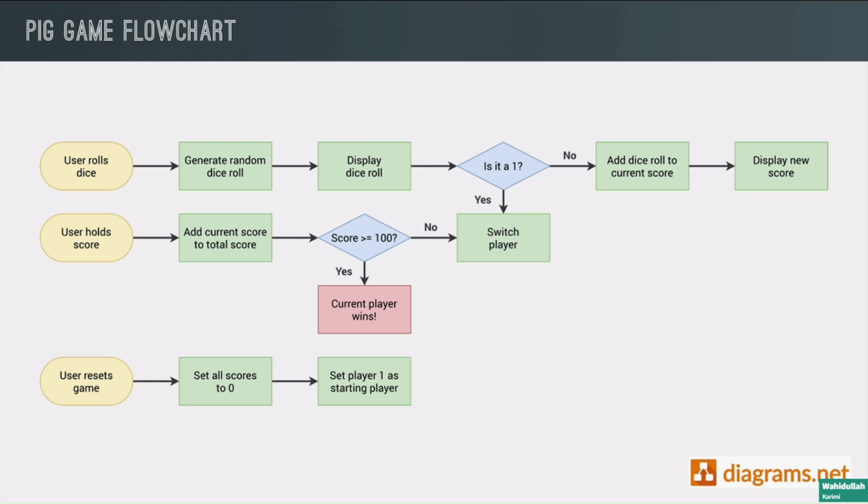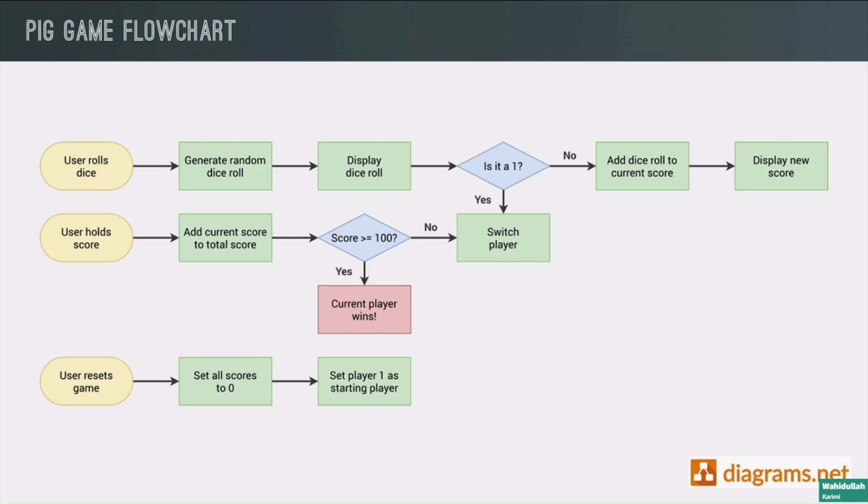Now, if the dice roll is actually a 1, then simply switch the player. And so in this case, the dice roll will not get added to the current score. Next, the other option is that the user wants to hold his score, and then we add the current score to the total score. Once that is done, we must check if the score is above or equal 100. Because, as I said, the player wins whenever the score is at least 100 points, right? And if it's not, then we just switch the player and the game keeps on running.